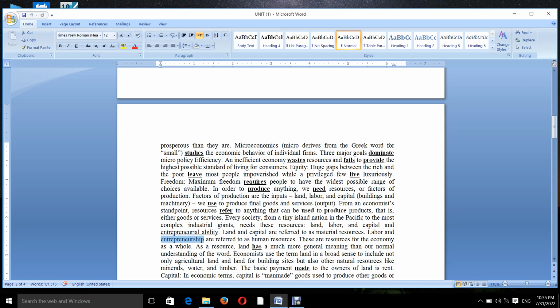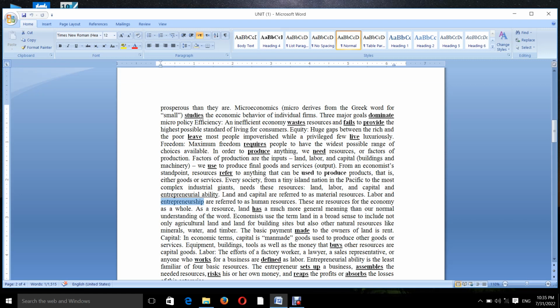The basic payment made to the owners of land is rent. Capital, in economic terms, is man-made goods used to produce other goods or services. Equipment, buildings, tools, as well as the money that buys other resources are capital goods. Labor, the efforts of a factory worker, a lawyer, a sales representative, or anyone who works for a business are defined as labor.